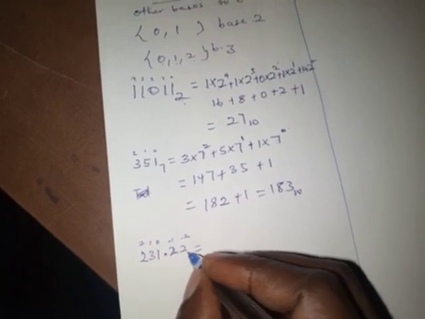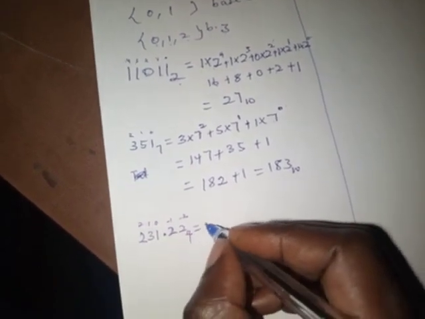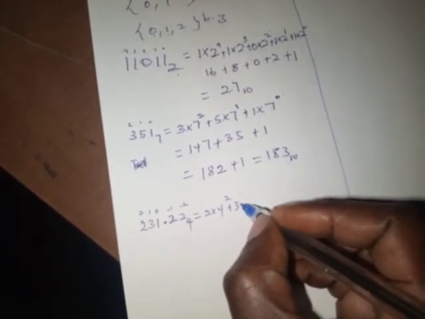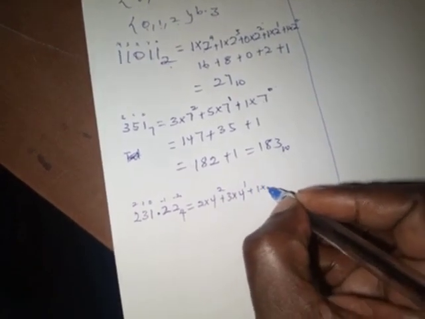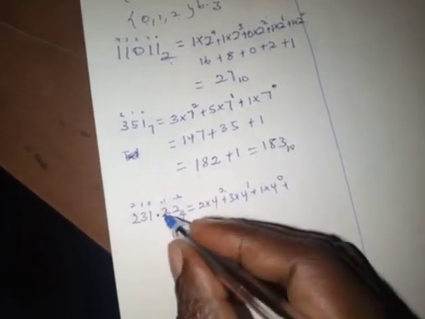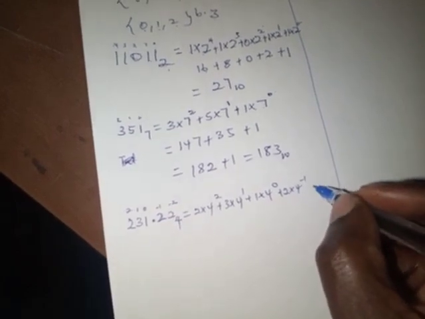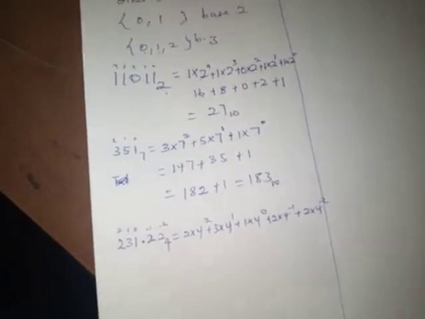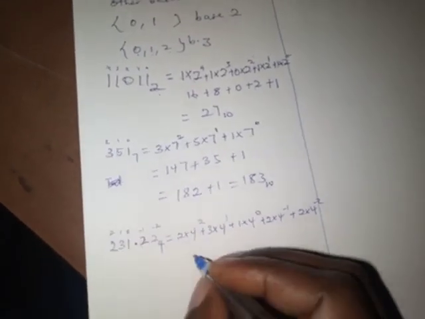So let's say this thing is in base 4, so this will be 2 times 4 raised to the power 2 plus 3 times 4 raised to the power 1 plus 1 times 4 raised to the power 0 plus then 2 times 4 raised to the power -1 plus 2 times 4 raised to the power -2. And then you perform this arithmetic and you get your answer. You will get it in decimal.